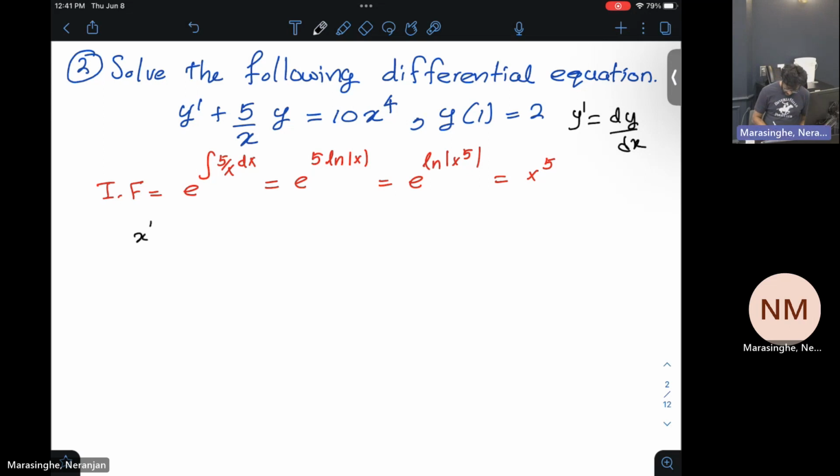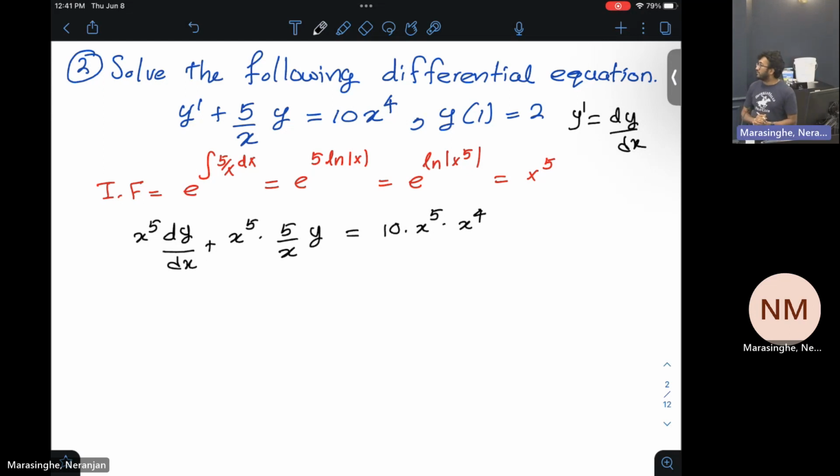So the next step is to multiply both sides by the integration factor. I would get x to the power 5 dy over dx plus x to the power 5 divided by x times y is equal to 10 times x to the power 5 times x to the power 4. Okay, that's what we get. Now I'm going to replace the summation as usual by the derivative of the integration factor times our dependent variable, equal to 10 times x to the power 9.